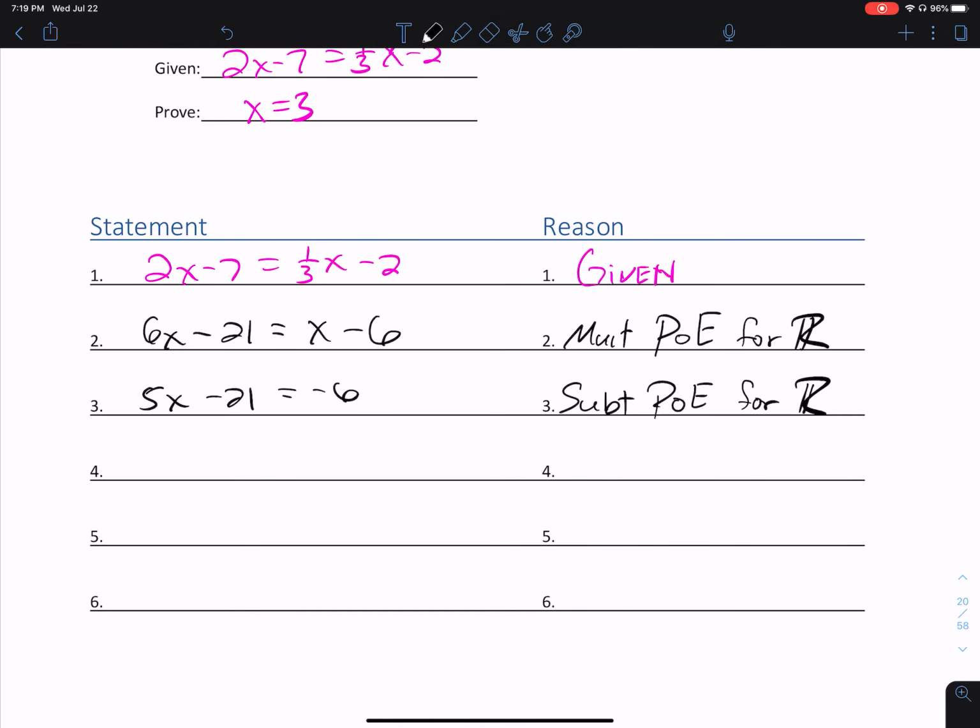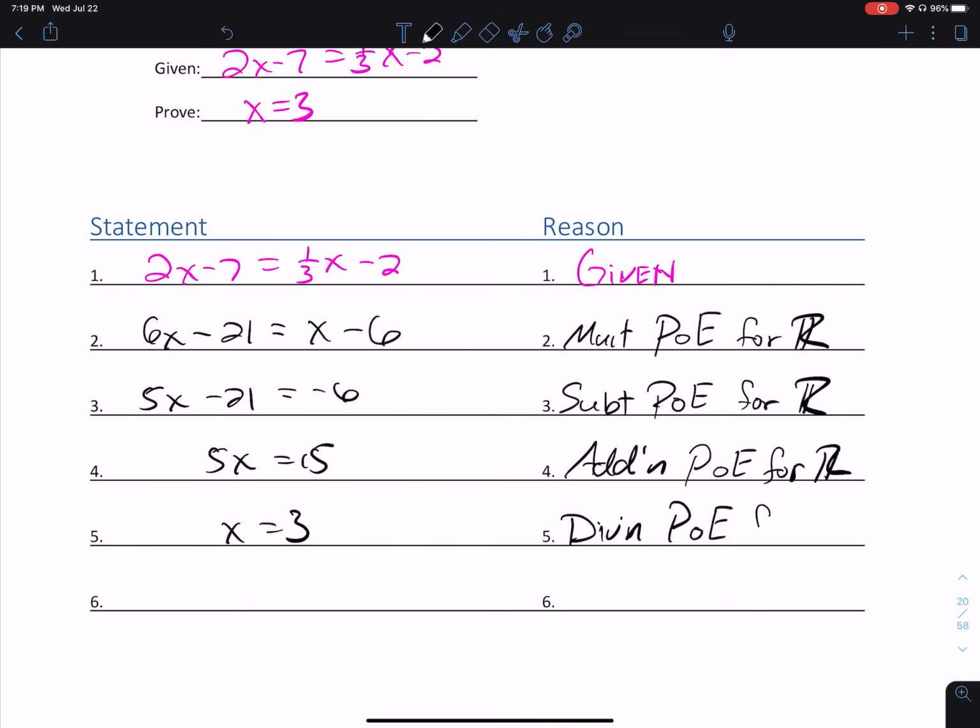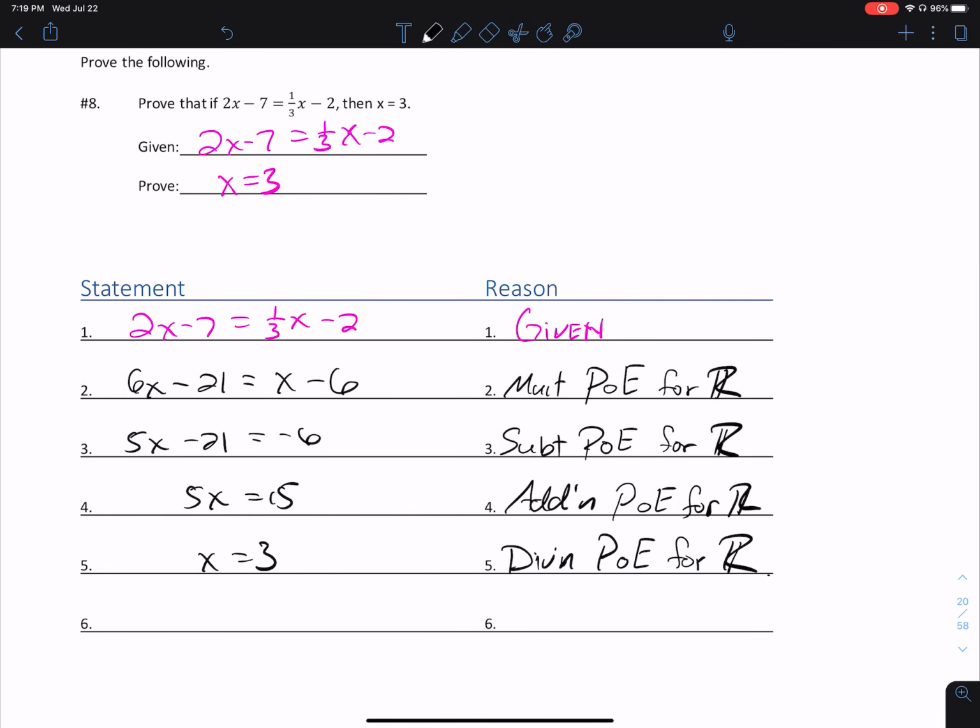Then I'm going to add 21 to both sides of the equation and get 5x is equal to 15. That's the addition property of equality for real numbers. Then I'm going to divide both sides by 5 and get x equals 3, which is what I was trying to prove. I divided both sides by 5, so that's the division property of equality for real numbers. All right, that concludes our notes. Please do your assignment as noted on the website.